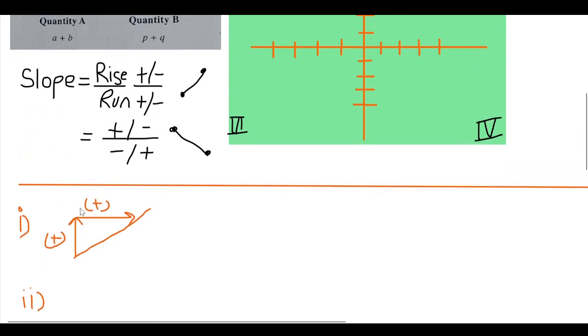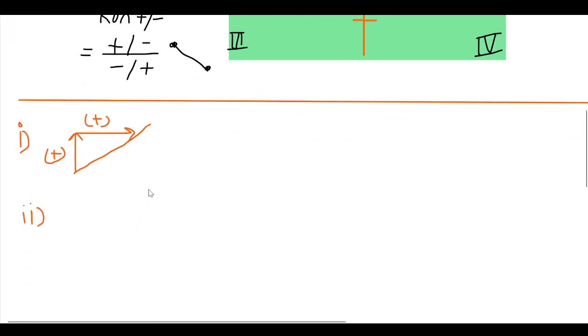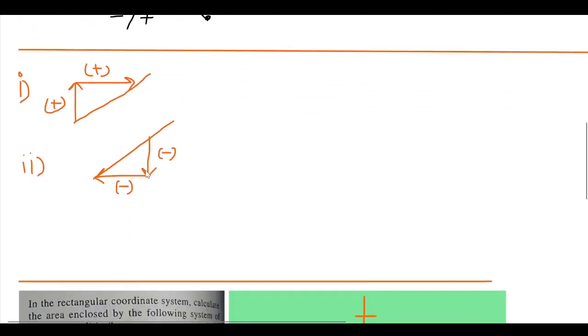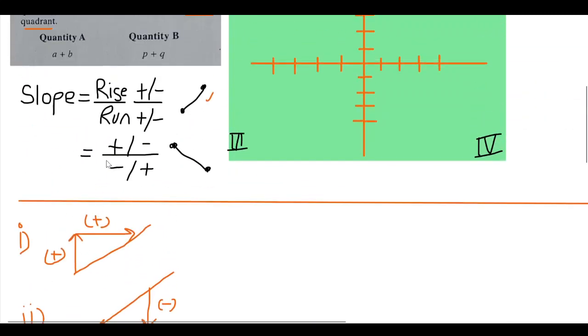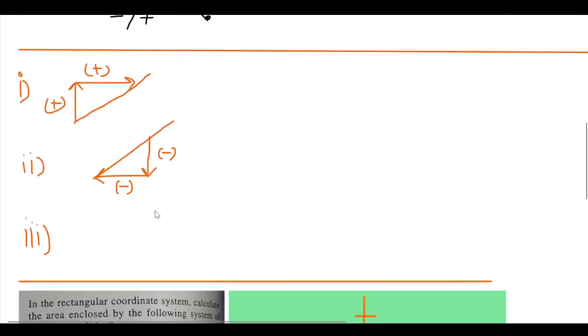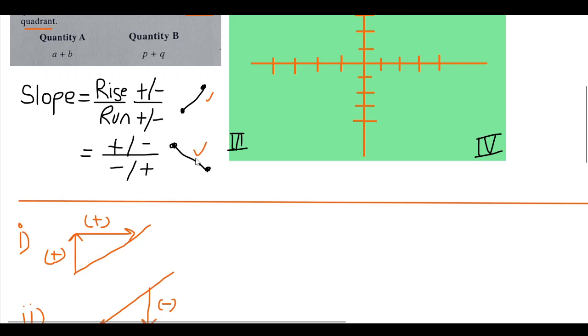Similarly, in my second case, both are negative. The rise is the opposite, more like a drop towards the negative y, and the run is also towards the negative x-axis. If I meet these two, I see again an uphill direction right over here. However, in the third case, the rise is positive, but the run is in the negative x direction. If I meet these two now, I'm going to get a line which is downhill.